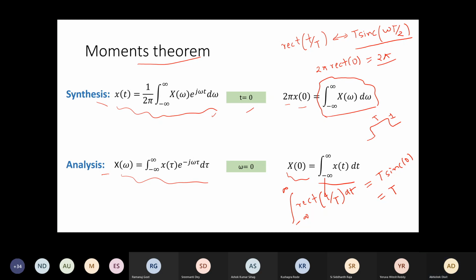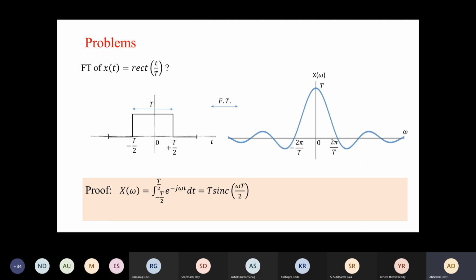Any doubt? No. That's okay. I have already explained this. So now let us use this hack and try to see a few things.